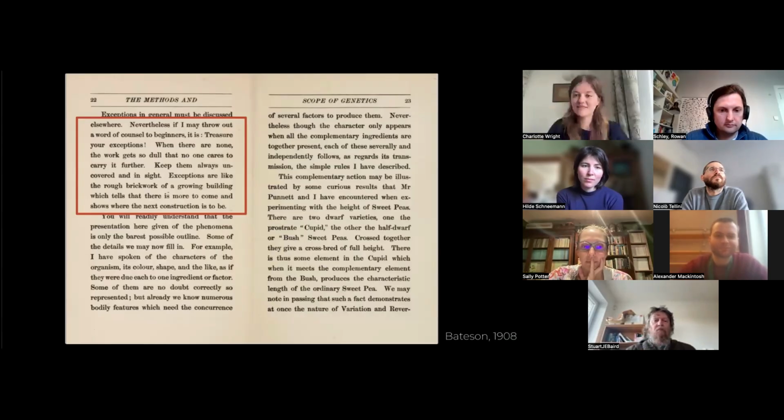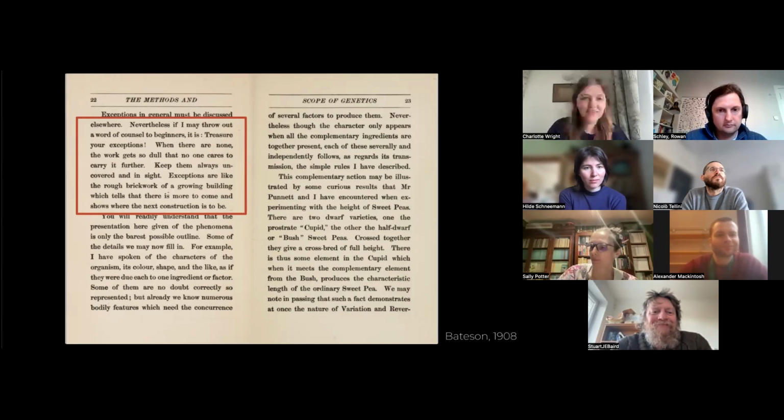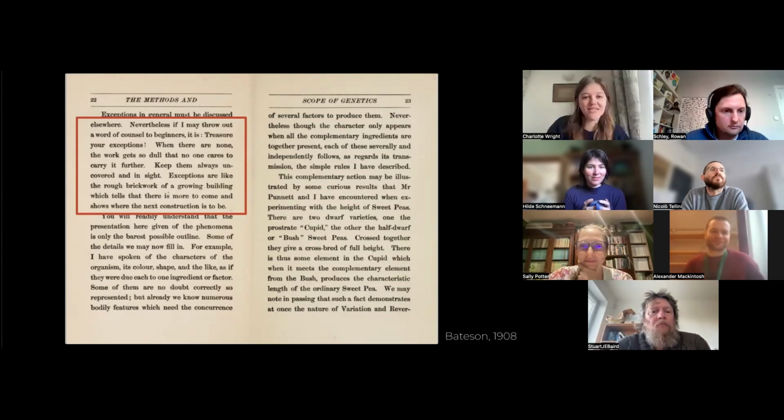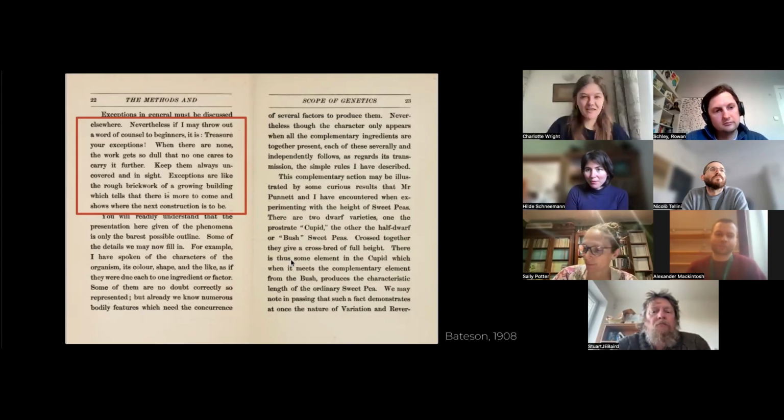And I think to understand this, we can perhaps look to Bateson. He was one of the foundational people in genetics, and he argues that we should look at the exceptions to understand the rules. So he says, "Nevertheless, I may throw out a word of counsel to beginners. It is: treasure your exceptions. When there are none, the work gets so dull that no one cares to carry it any further. Keep them always in covered and in sight. Exceptions are the rough brickwork of a growing building, which tells us there is more to come and where the next construction is to be." So we need to look at the outliers to understand the rules.